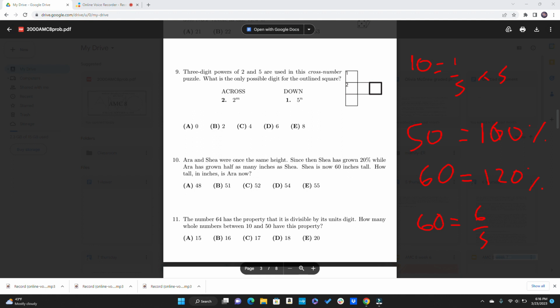So we know Ara grew half as much, so that means Ara grew 5 inches. And if they both started at 50 inches tall, we have 50 plus 5. That means Ara grew 55. Ara is now 55 inches tall.